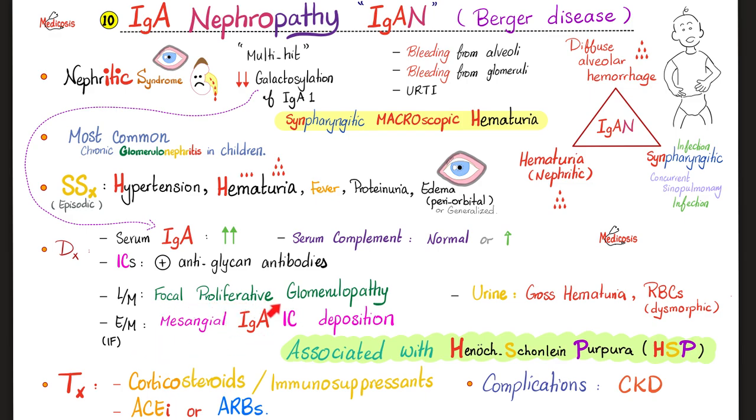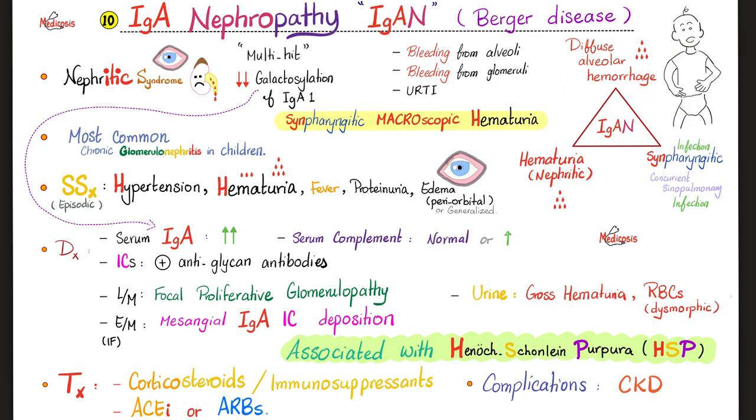Can I see focal proliferative glomerulonephropathy? Sure. Can I have positive anti-glycan antibodies? Yeah, and this might be related to the fact that you were not able to galactosylate the IgA. Who named these things? Serum complement is not consumed. Do I see hematuria? Of course. This is the kid with blood in the urine with concurrent upper respiratory tract infection.